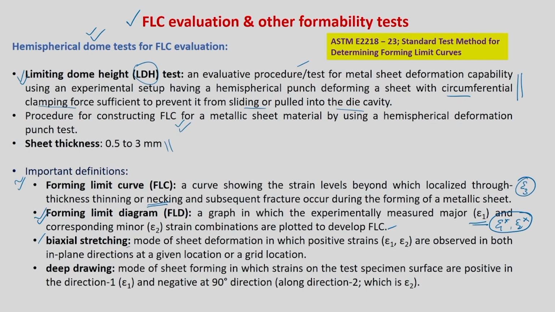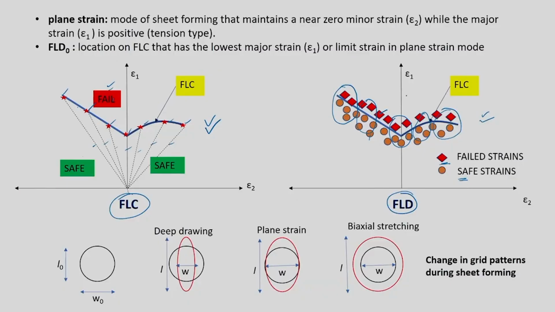What do you mean by biaxial stretching? It's a mode of deformation in which positive strains, epsilon 1 and epsilon 2, both the principal strains, are observed in both in-plane directions at a given location or grid location. So biaxial stretching means epsilon 1 and 2 would both be positive. For example, all this red or yellow region on this side of the diagram is nothing but your biaxial stretching.